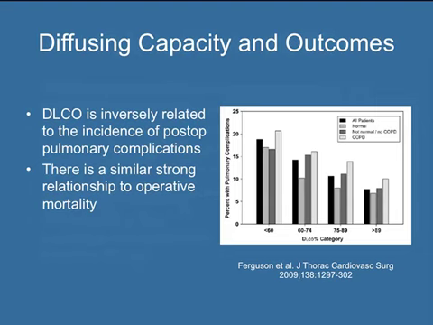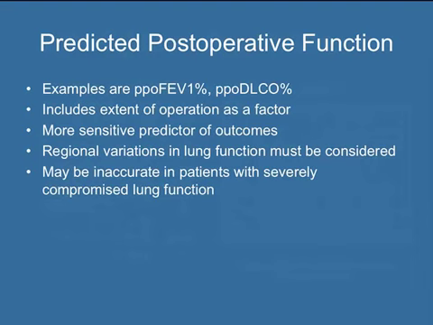There is a similar relationship of DLCO to operative mortality after major lung resection. One of the ways of more accurately assessing operative risk relative to lung resection is to estimate the predicted postoperative function. Examples are PPO FEV1 percent and PPO DLCO percent. The value of this is that the calculation includes the amount of lung to be resected, and thus risk is based not on what function the patient starts with, but the function the patient is expected to end up with after surgery.